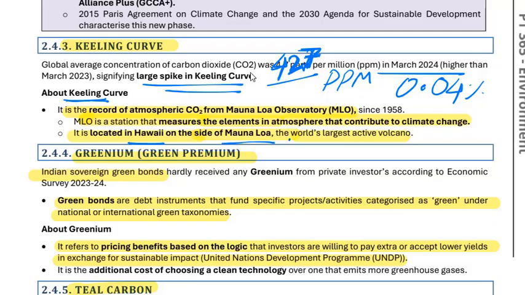As I have already discussed, it shows both seasonal variation. Seasonal variation is what? The Keeling Curve is drawn like this. In one season the value changes. It shows both, that is seasonal variation and steady increase. This is the steady increase.